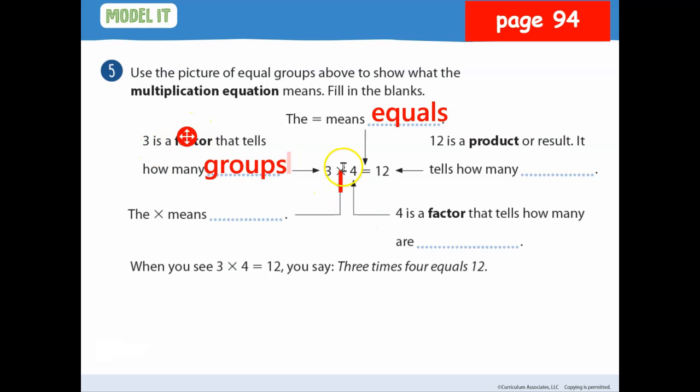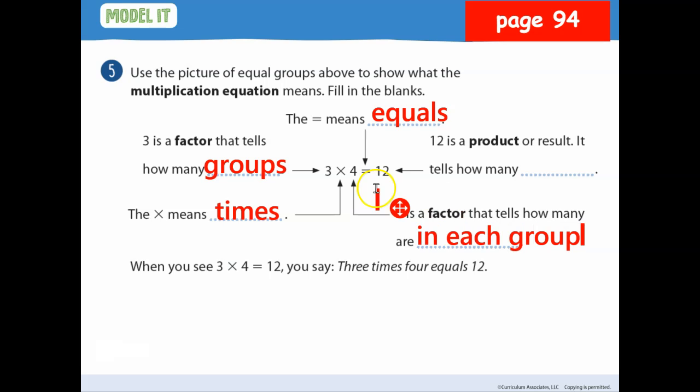Right? And what does this sign mean right here? Times or multiplication, right? Okay. What does the 4 mean? It says 4 is a factor that tells you how many are in each group. Thank you. Okay. And then the 12 tells you what? How many total, right? Okay. So when you see this, you say 3 times 4 equals 12.